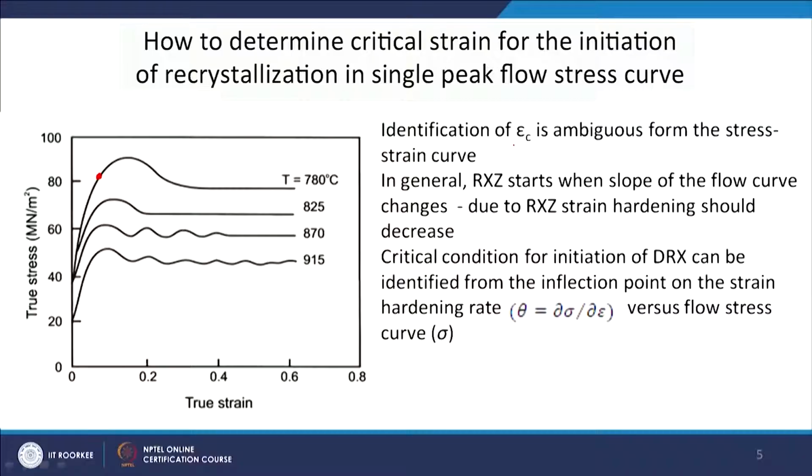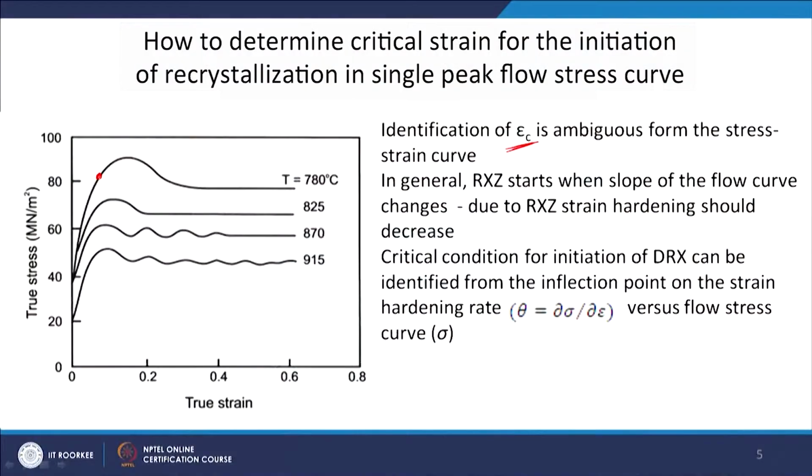But we want to know this from the flow stress curves also. So, basically we want to know the critical strain, because right now I do not have any clear way of telling that, or whatever way I am telling is ambiguous: from the slope change I am trying to figure out that at this point somewhere the critical strain is reached and recrystallization will take place. So, in general, recrystallization starts when the slope of the flow curve changes. Due to recrystallization, strain hardening should decrease.